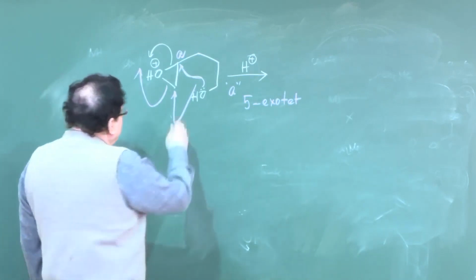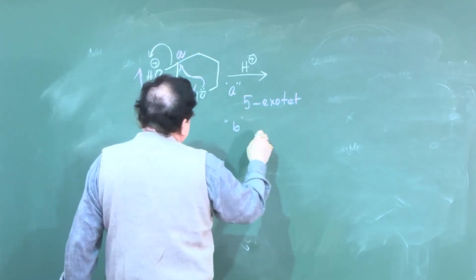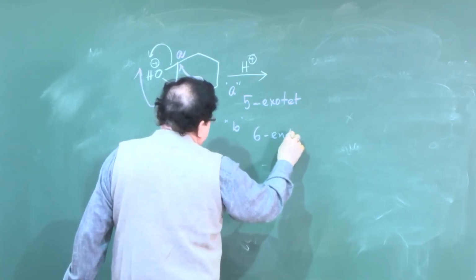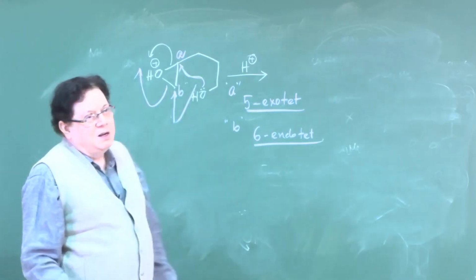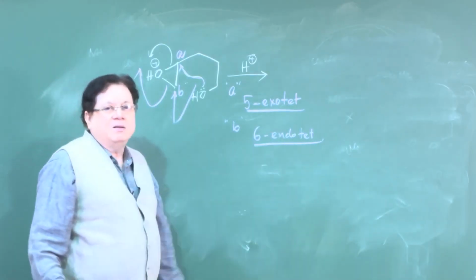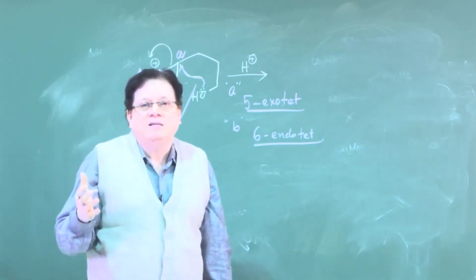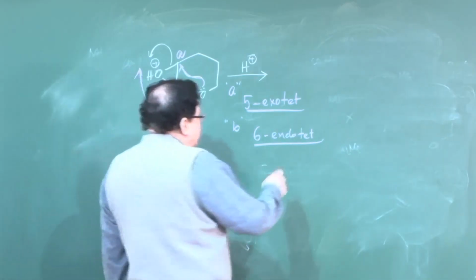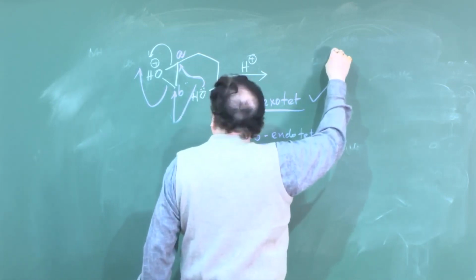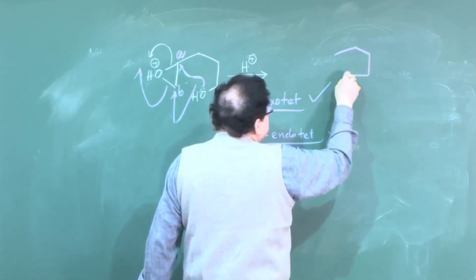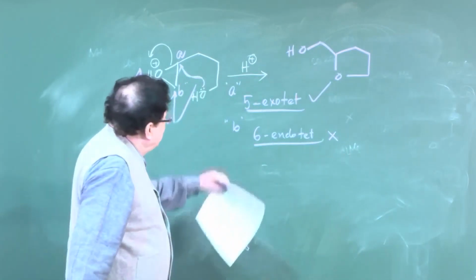Okay. And when it attacks the B carbon, that will be called 6-endo-tet. Okay. So, once you define those, now you know that 6-endo-tet, as I said, 3 to 8 basically, endo-tet cyclizations are not possible. So, this is not the favored one. So, this is the favored one. So, the major product that you will get is the product which is obtained from 5-exo-tet.